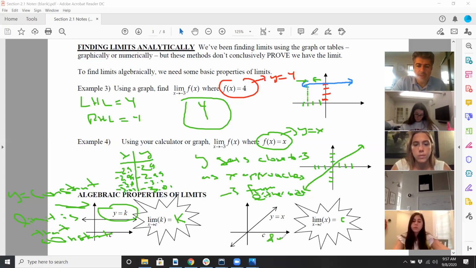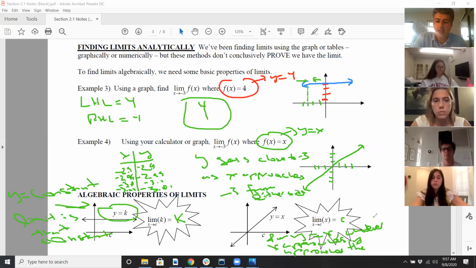So basically, whatever x approaches, y approaches the same number. So for y equals x, and I'll get to your question in the chat in just a sec, for y equals x, whatever x approaches, y approaches the same number.